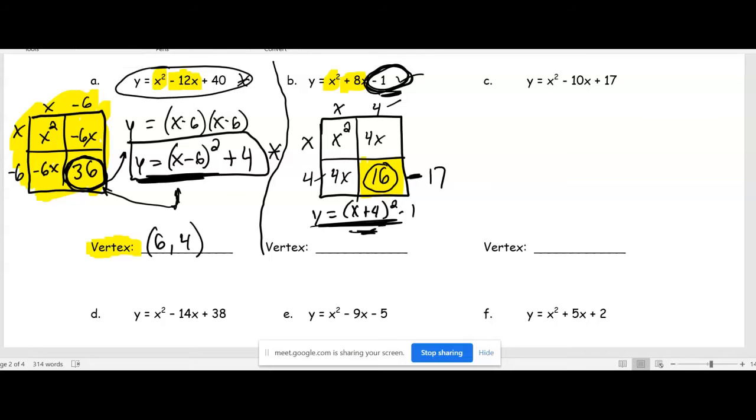So then we're going to go ahead and do minus a 17 on the back end of that. That then is in vertex form. So we can now write the vertex as a -4, -17. All right.